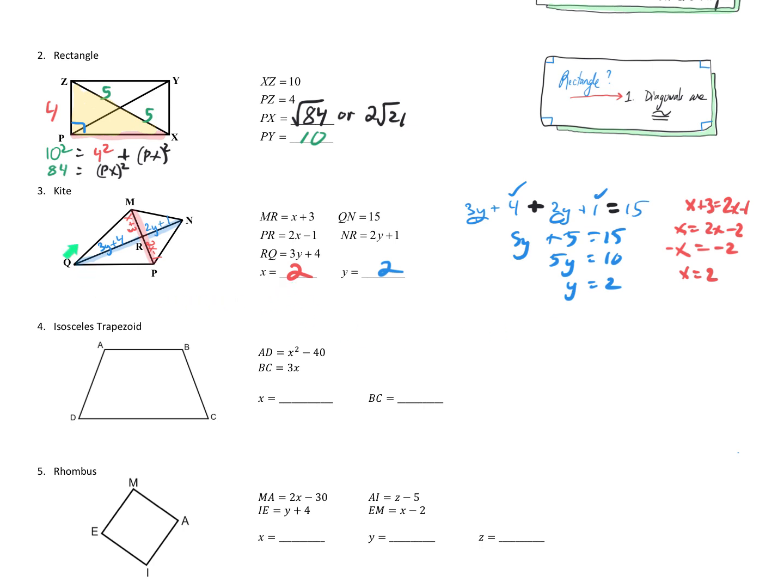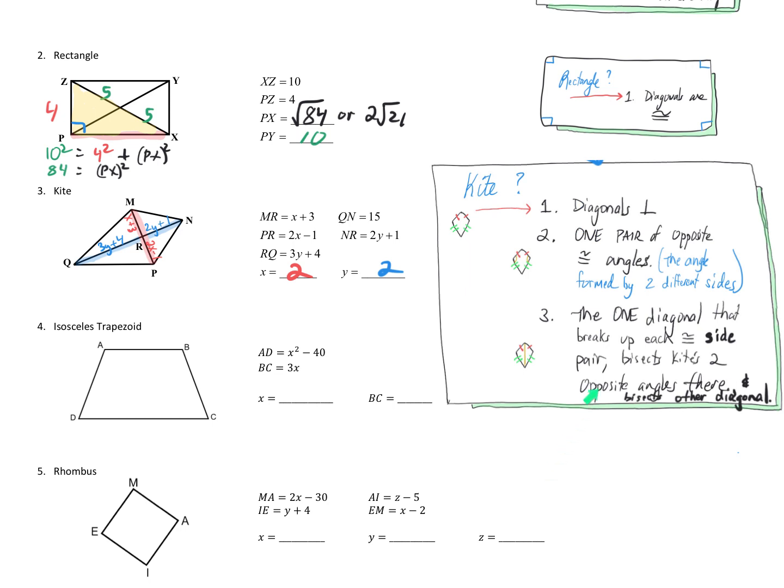So remember the properties of a kite. The diagonals are perpendicular. There's one pair of congruent opposite angles. They're the angles formed by the two different sides. 1 tick and 2 tick angle in between them. 1 tick and 2 tick. These non-congruent sides form this angle. Those two angles are congruent. The other opposite angles will not be congruent.